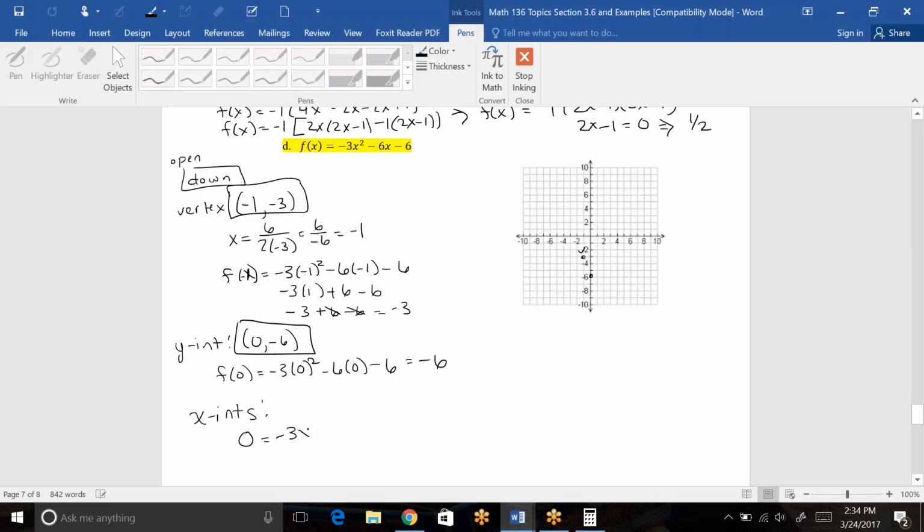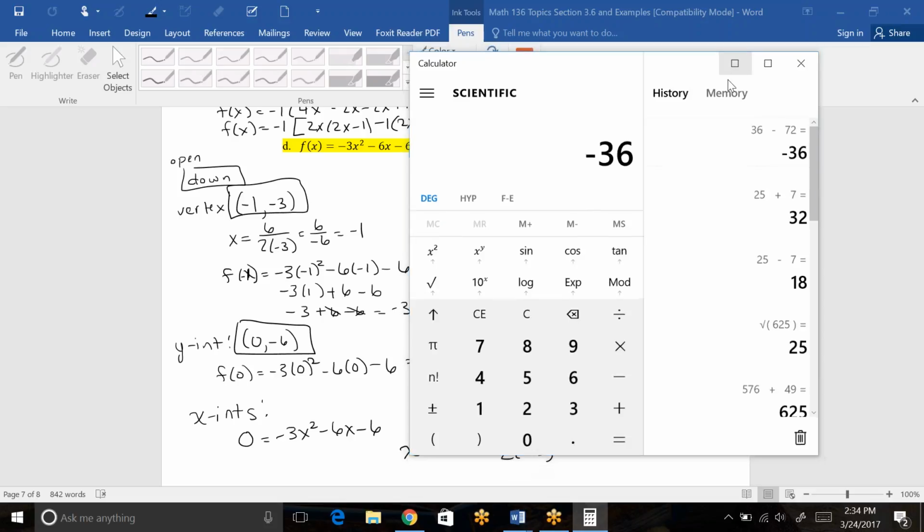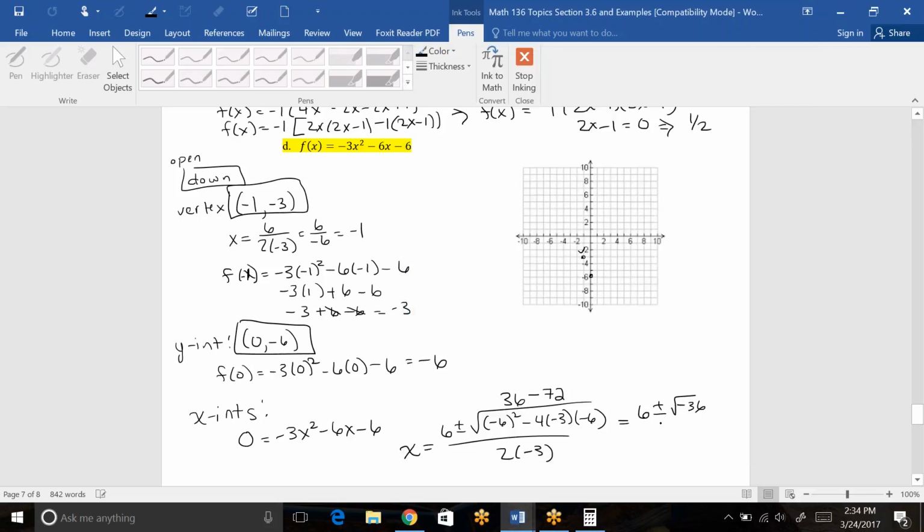If you set this equal to 0, let's say we want to use the quadratic formula to solve it, just as our go-to. So x equals -b plus or minus the square root of b squared minus 4ac all over 2a. This is 36. Negative times negative would be positive 12, but that makes that -72. You're going to get a negative underneath your radical. It's going to be -36, which means this is imaginary.